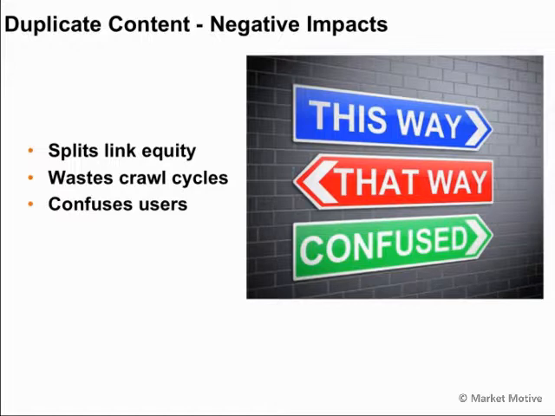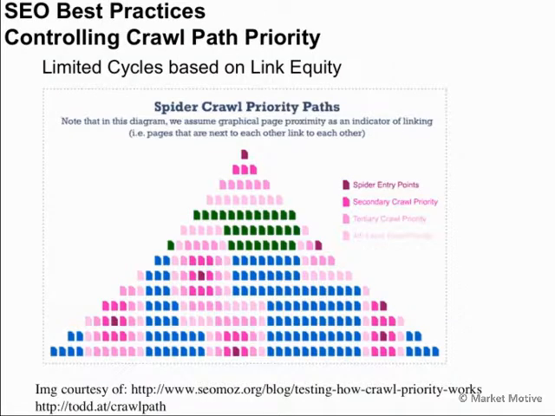It splits the link equity between the pages on your website ineffectively. If you're not passing that to the appropriate areas, you may be passing it to a page that is duplicate content and therefore low value or being filtered. It wastes those valuable crawl cycles of Google coming in and spidering your site and seeing the content on your site and not giving it the full credit because it's duplicate. And it can potentially confuse users if there's circular navigation or this sort of thing. Most importantly, it limits the crawl cycles based on link equity.